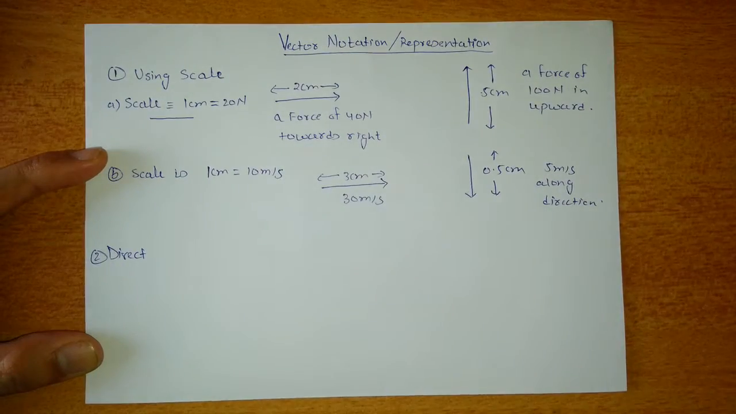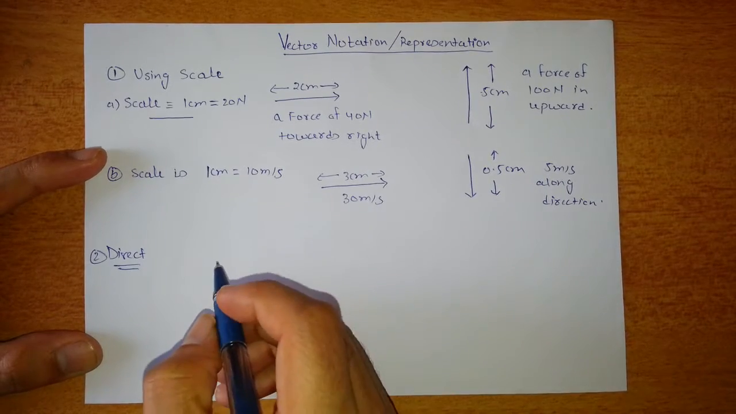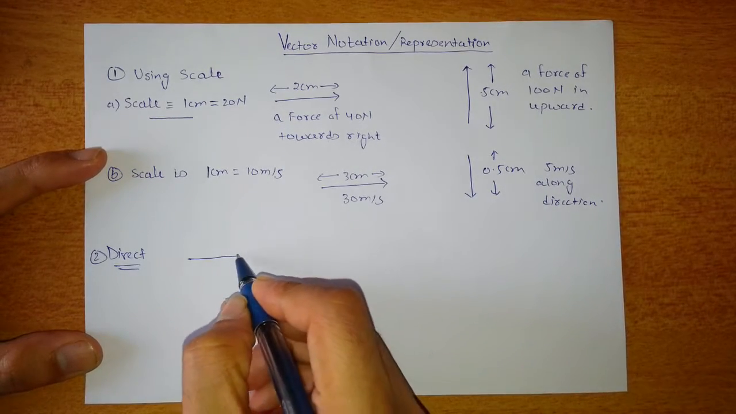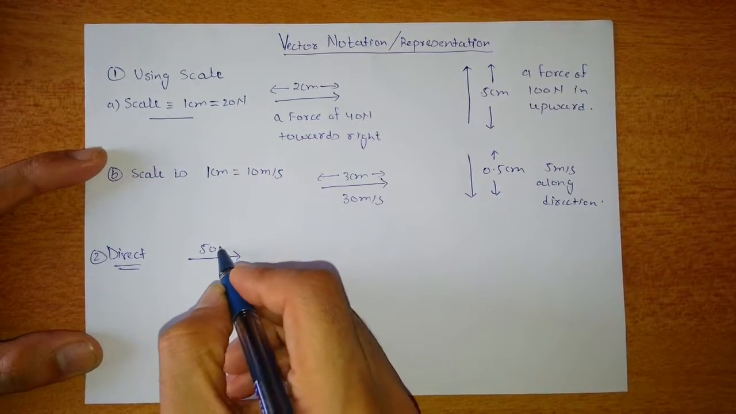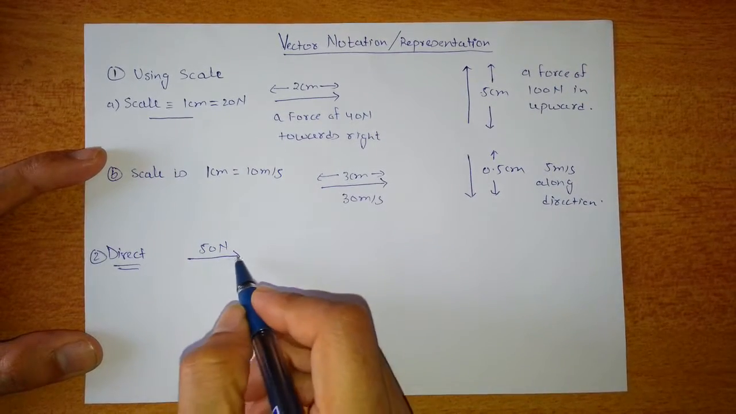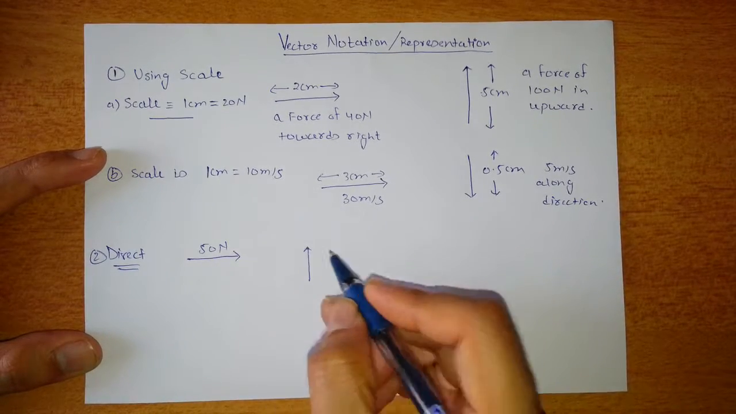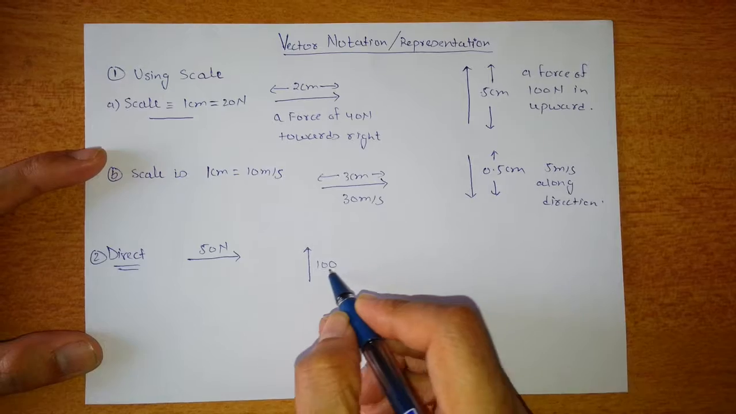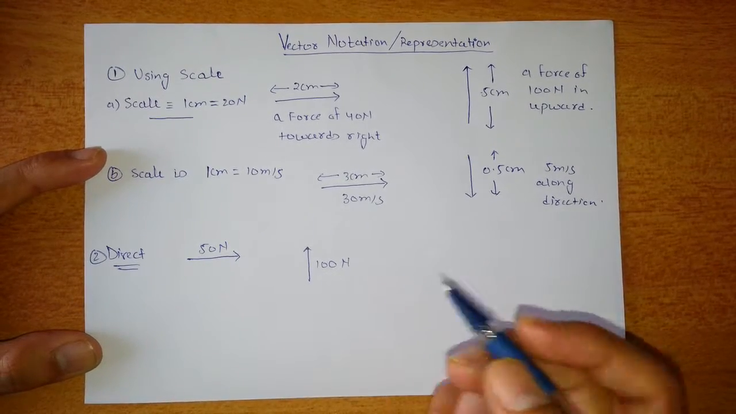The second method is the direct method. In this method, we just draw the direction and straight away put the magnitude on it. Let's say 50 Newton. So this is a force of 50 Newton towards right. And let's say 100 Newton. So this is a force of 100 Newton in upward direction.